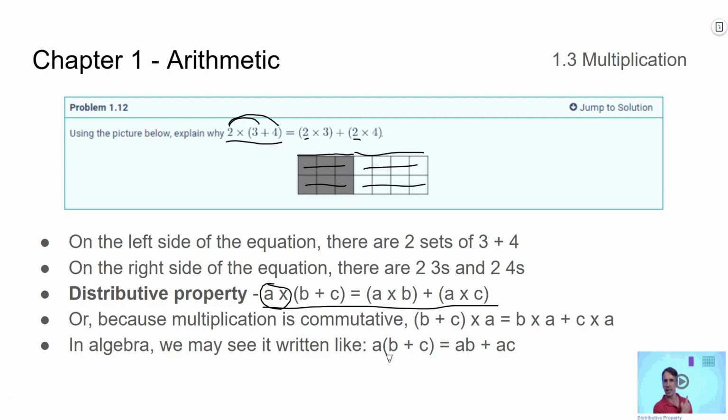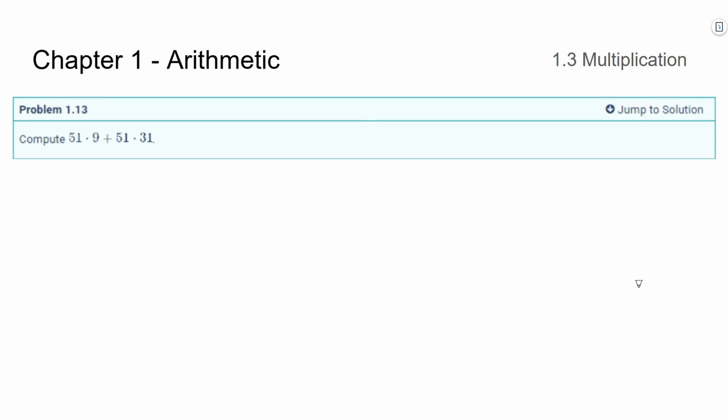In algebra, we might see it written like this without the x's, as I mentioned before. Just this A smushed against the parentheses means multiplication. Whenever you see a variable pressed against something, that means we're using multiplication. So A times B plus A times C, or AB plus AC. Again, there's a video here, and all the videos will be in links in the description below. If you want to go check those out, I recommend that you do.